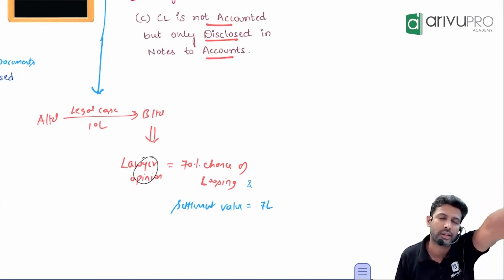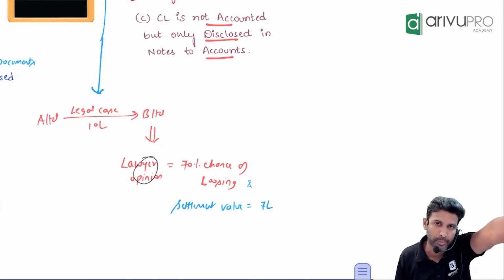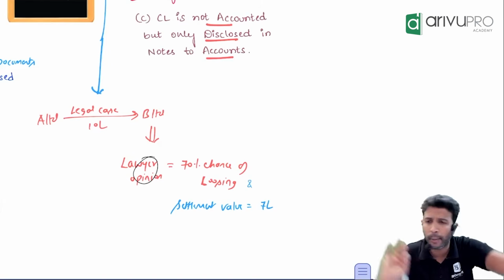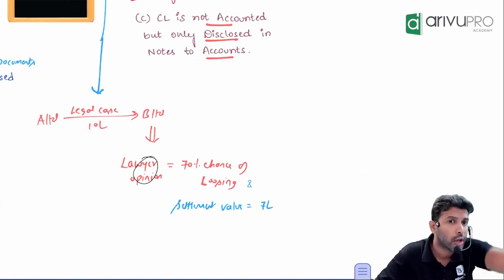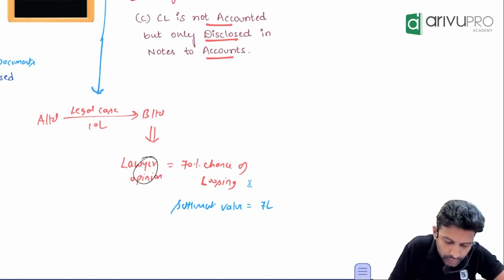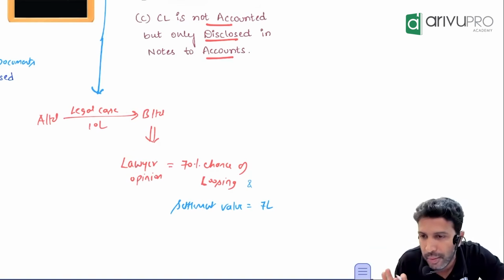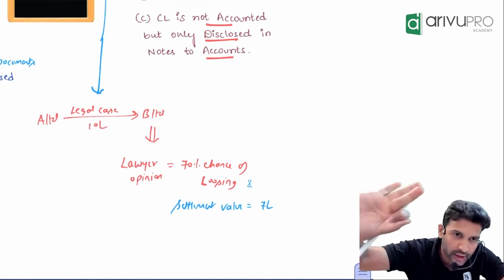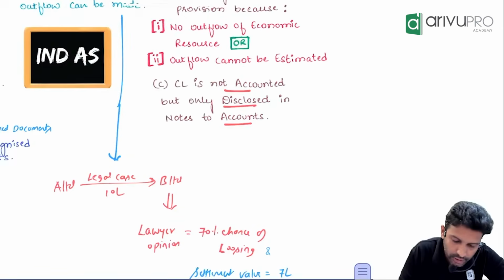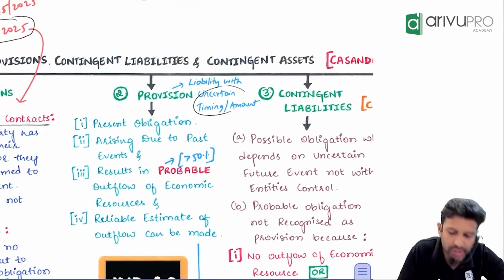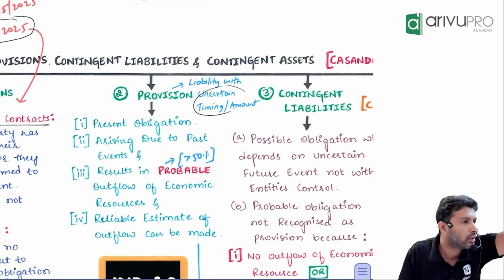What's the first condition to recognize a provision? Present obligation. Obligation means, now you know, what is that? No escape scenario. Can B escape or not? So is a no escape scenario created for B Limited? Yes. That means B Limited has a present obligation. Yes. So the first condition is satisfied.